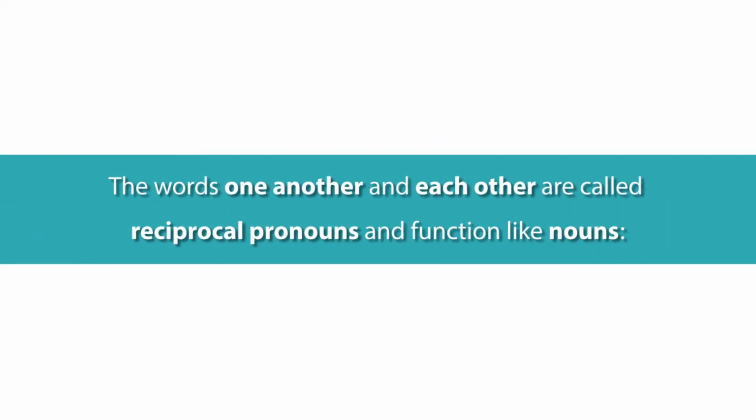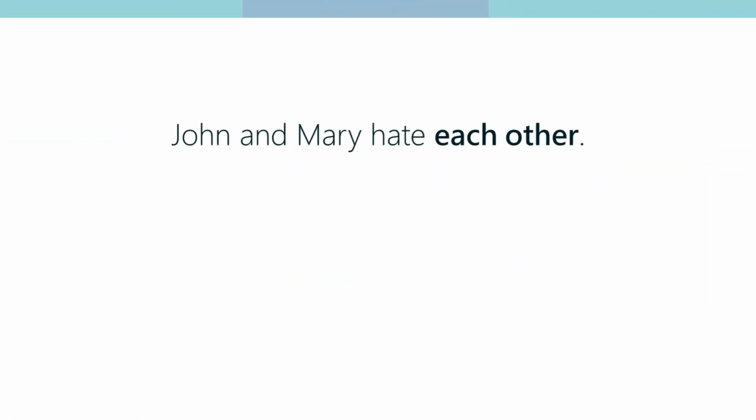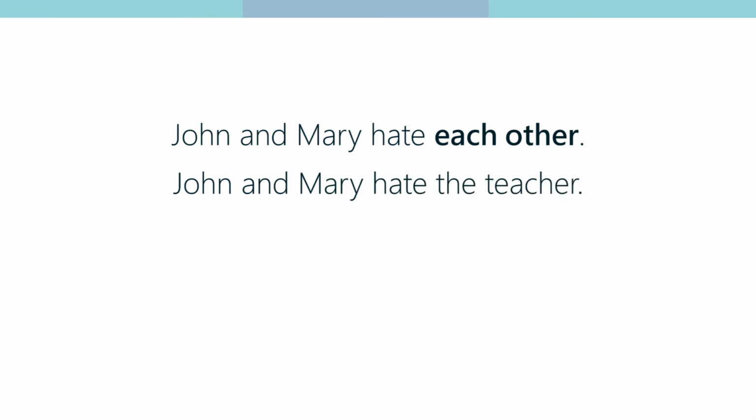The words one another or each other are called reciprocal pronouns and function like nouns. For example, John and Mary hate each other. You can say John and Mary hate the teacher. Of course, when you say each other, it doesn't refer to the teacher, but the point is that syntactically it can be replaced by a noun phrase and it will still be grammatical. So each other is a pronoun. What kind of pronoun? Reciprocal pronoun.